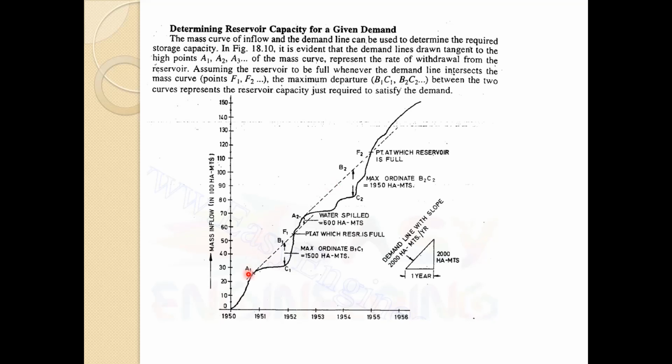It can also be observed that, assuming the reservoir is full at A1, it is depleted to 1950 minus 1500, that is 450 hectometers, at C1. So it is depleted, and again full at F1. So this is again full.